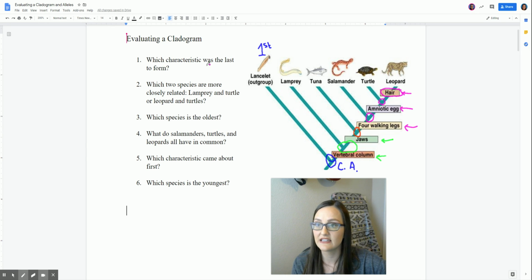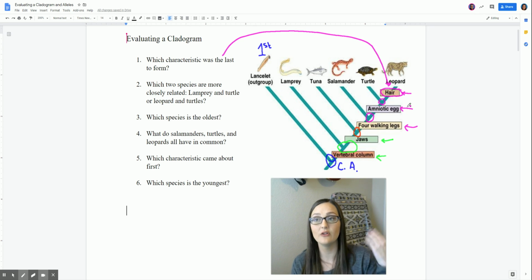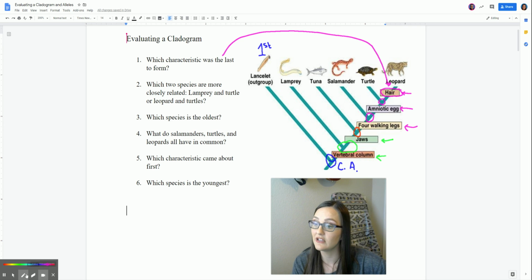Which characteristic was the last to form? All right, so we go back and we see which characteristic was the most recent to form, the last to form, and that would be hair. It'll be the characteristic that maybe the last organism has that nothing else has. It'll be the very last characteristic on your cladogram. Okay, let me change colors.